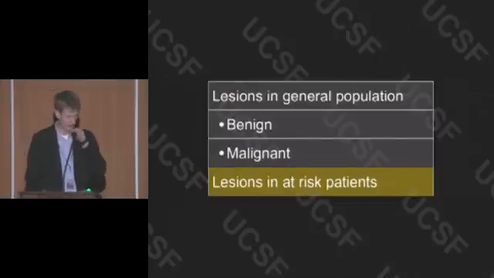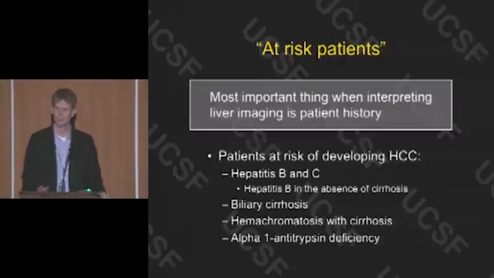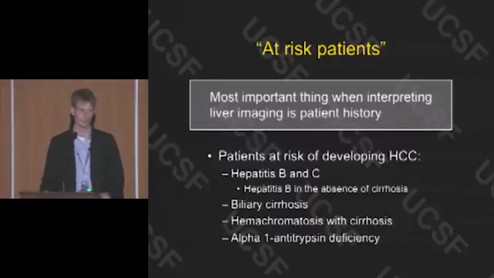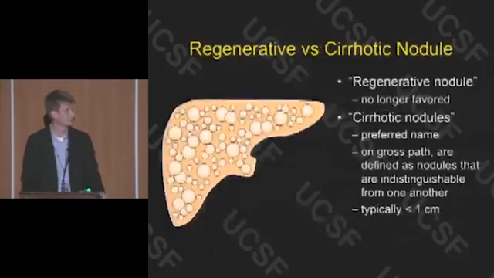So let's go to at-risk patients. So at-risk patients, this is probably the most important thing with liver imaging is knowing your patient history. Is this patient at risk for HCC? So obviously we know the populations that are at risk for HCC, Hep B, Hep C. The key here is Hep B, you get HCC in the absence of cirrhosis, where Hep C, typically the patients will develop cirrhosis by the time they'll develop HCC.